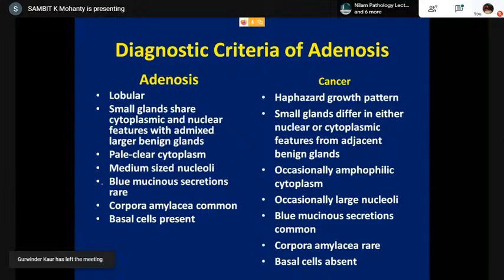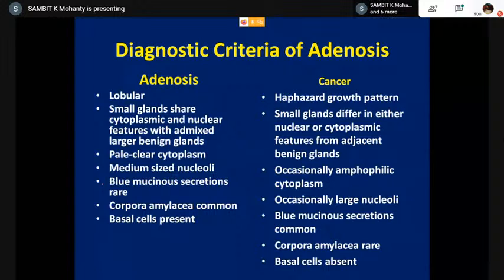So what are the diagnostic criteria of adenosis versus cancer? Adenosis is usually well circumscribed. It has a lobulocentric or lobular configuration, whereas cancer is infiltrative with a haphazard growth pattern. Desmoplasia is not seen in any of this. The small glands share similar cytoplasmic and nuclear features with the admixed large benign glands present within the nodule, whereas in cancer the small glands are distinct in nuclear and cytoplasmic features from the benign glands.